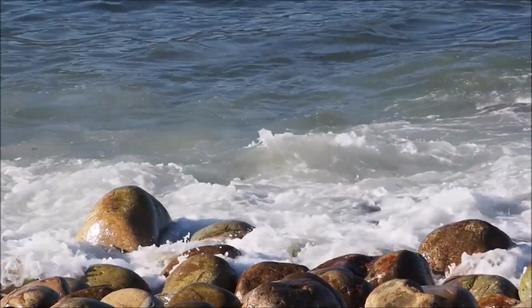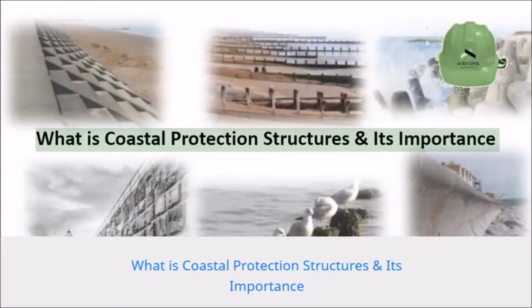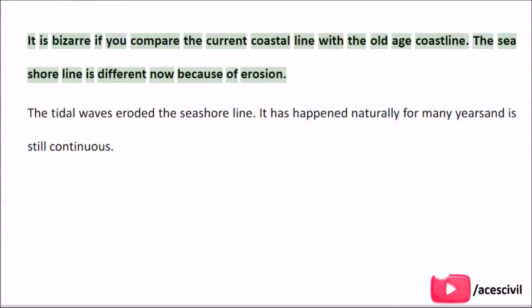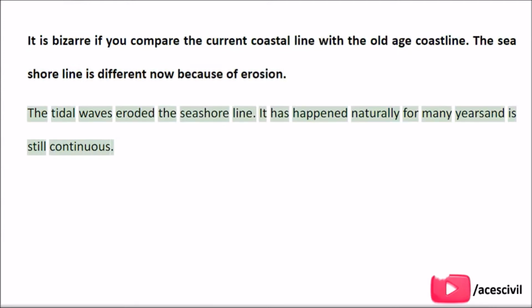In today's video we are going to discuss what coastal protection structures are and their importance. It is bizarre if you compare the current coastline with the old-age coastline. The seashore line is different now because of erosion. The tidal waves eroded the seashore line. It has happened naturally for many years and is still continuous.